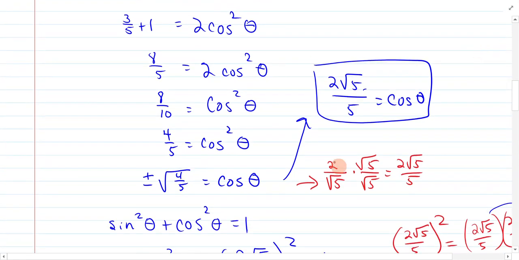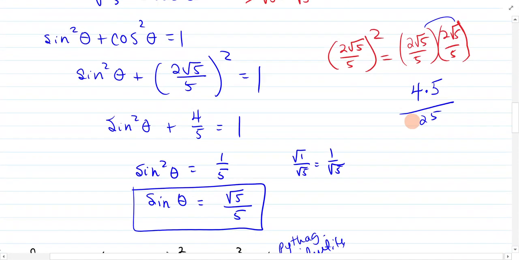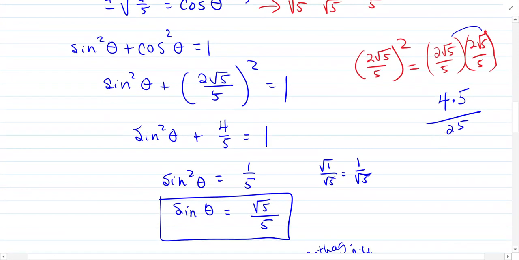So that's like 2 over the square root of 5, because the square root of 4, we can take the square root. Then we need to rationalize that. So we have square root of 5 over square root of 5 there. So we have 2 square roots of 5 over 5. That's cosine theta. Then we can use our sine squared plus cosine squared theta equals 1 and plug in what we just solved for. And so we've got sine squared theta plus this squared equals 1.